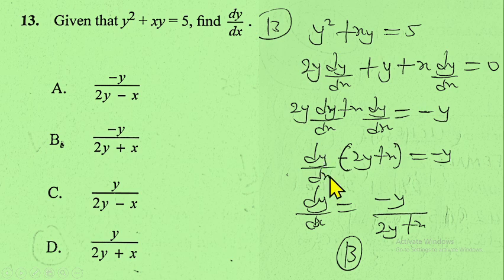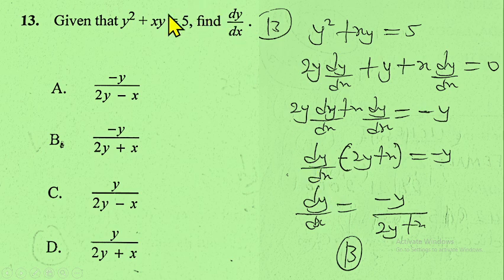So you can factorize the dy/dx out here. So you have dy/dx times 2y. This is not minus, so this is 2y. This is a typographical error. This is 2y plus x equals to minus y. Then our aim is to find dy/dx. You can divide both sides by 2y plus x. So that means dy/dx will be minus y over 2y plus x.